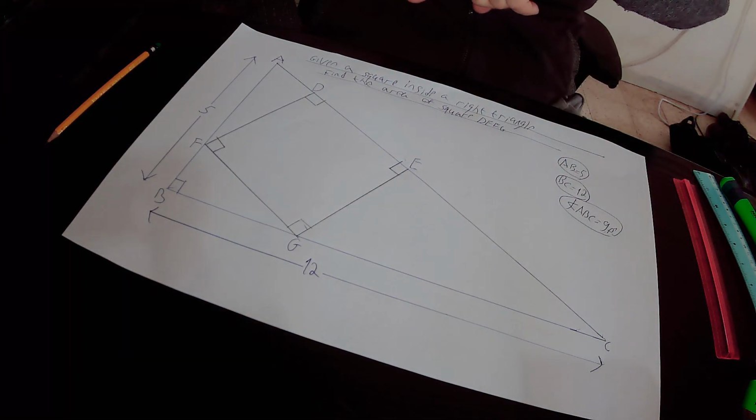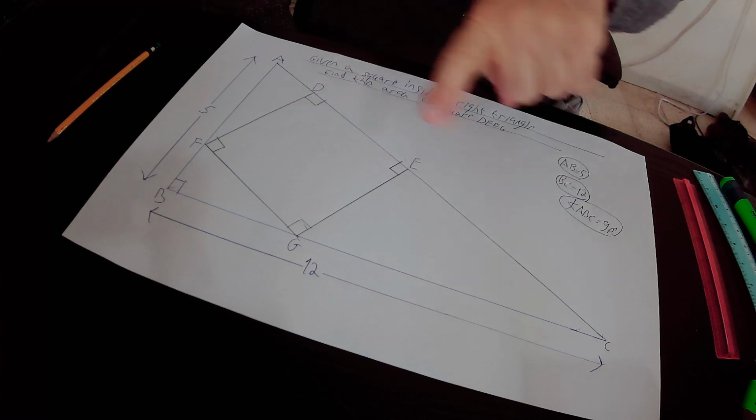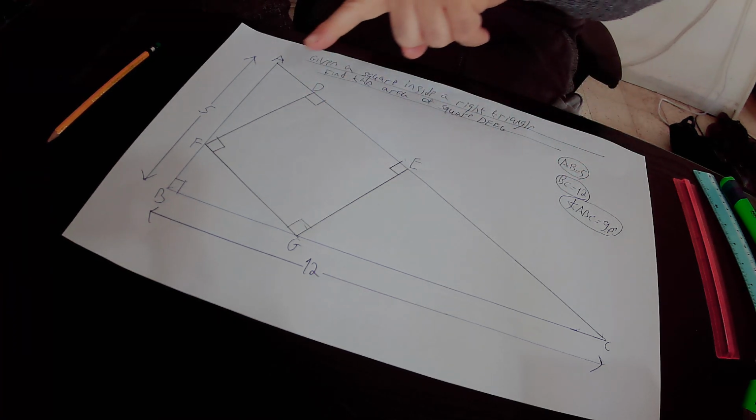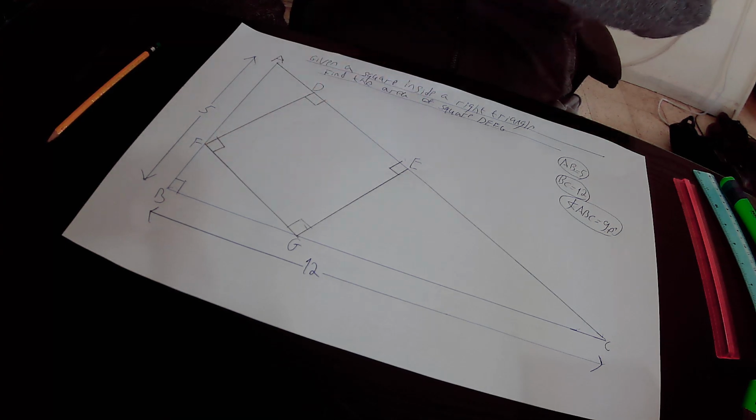Hello, in this lecture we'll find out the area of a square. In the drawing we have triangle ABC. Triangle ABC is a right triangle. That is to say, angle ABC equals 90 degrees.